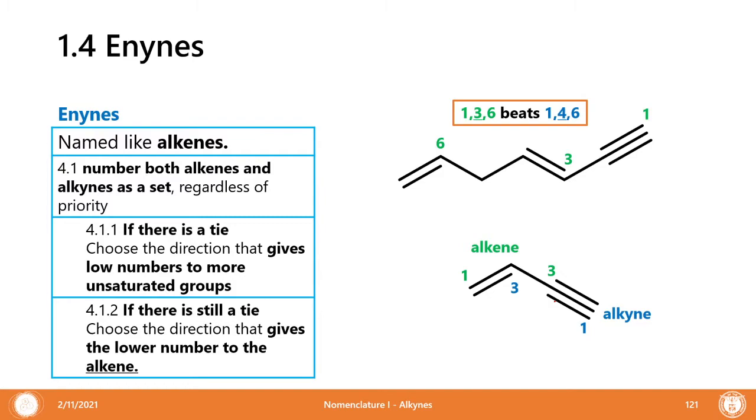If there is still a tie, let's look at this next situation. We have 2 different kinds of unsaturation, alkene and alkyne, and each direction gives us the same set of numbers. So what we do is we prioritize the alkene over the alkyne. This is in the most extreme cases where there is a tie. The alkene takes precedence over the alkyne. So in this case, we will choose the green direction. So this will be our numbering system for this unsaturated compound.